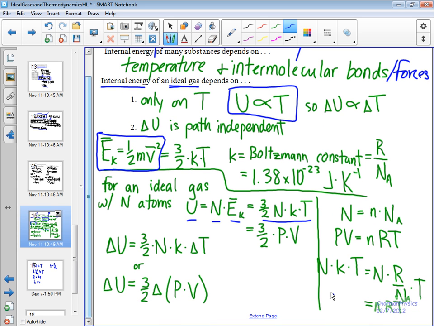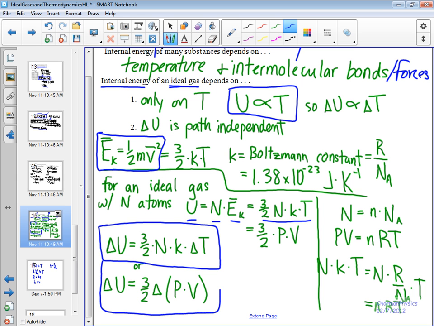Oh, looks like I actually did that over here. Interesting. Anyways, so we end up with this good relationship to describe delta U. And so for delta U, the only thing that changes is the temperature, or the change in the product of pressure times volume. That's going to be very, very important in some of the calculations that we do later on. So that is it for our introduction to thermodynamics.